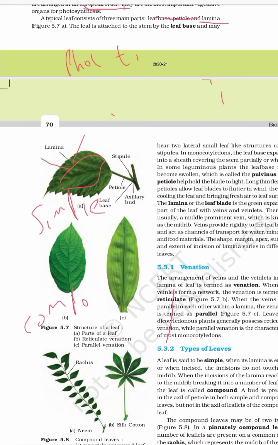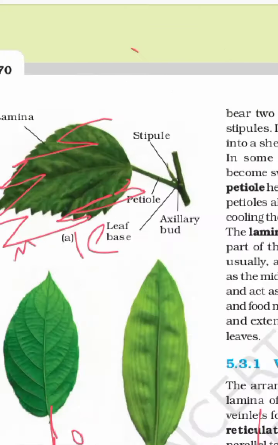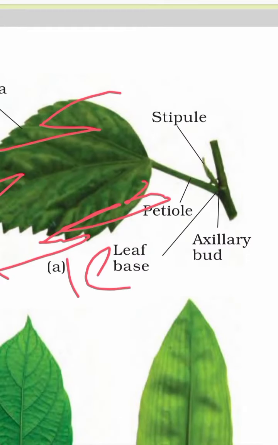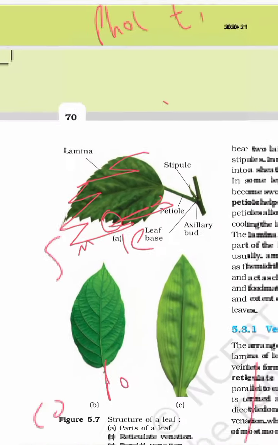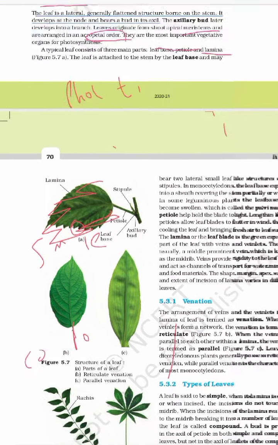It has got an incised margin, incision not deep upon the midrib. So you can see over here that these incisions mean like this way. It is not up to the midrib. It doesn't reach the midrib. It is just on the outer part, right? So that is a simple leaf.